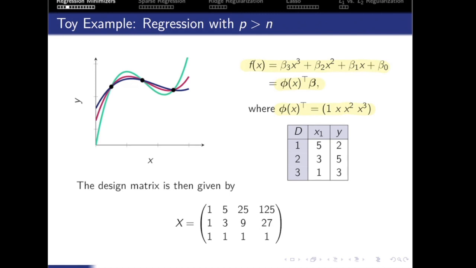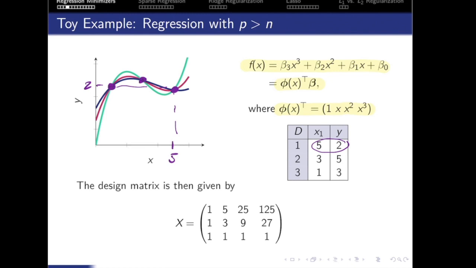And then we have here our silly data. So you see here the first point is 5 and 2. So this would be this point here. So here we have 5, and the target variable is here 2. And then we have 3, 5, and 1, 3, which are also denoted here by these dots. These are our 3 points.